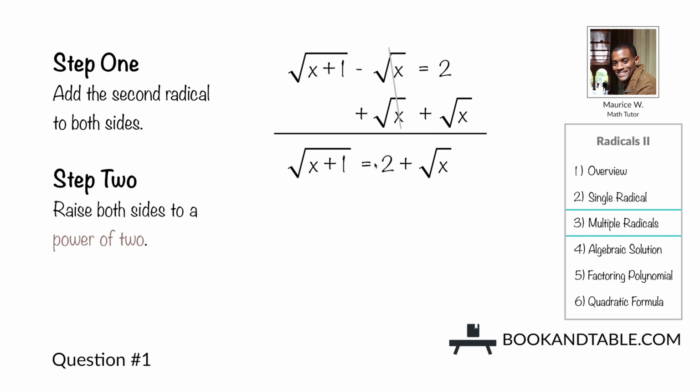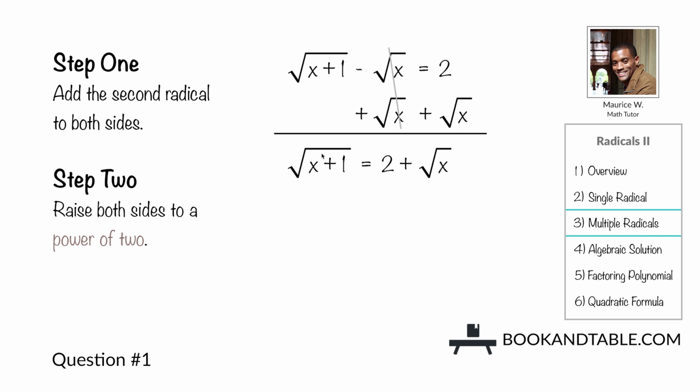So question 1, we had the square root of x plus 1 minus the square root of x is equal to 2. Step 1, add the second radical to both sides. This helps us isolate the first radical, the square root of x plus 1, on the left side of our equation. Since we're subtracting this radical, we want to add the radical to both sides so they negate, leaving you with 2 plus the square root of x on the right side.